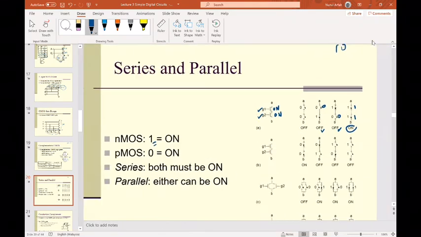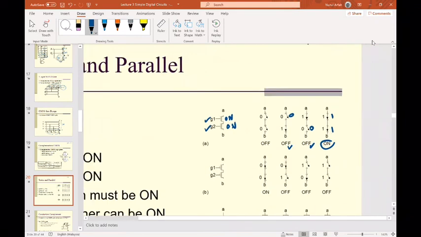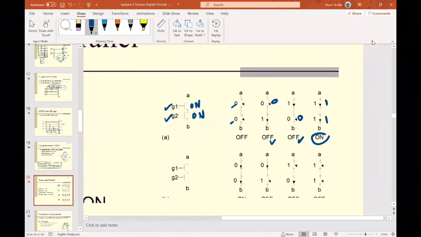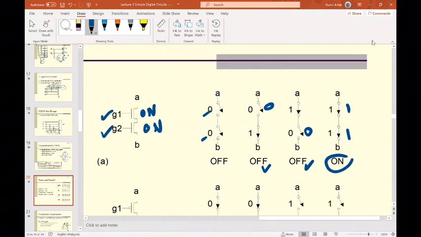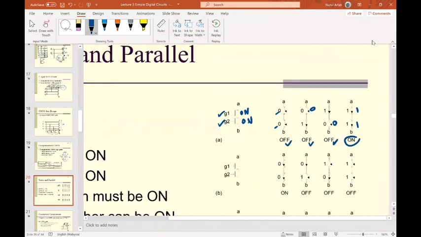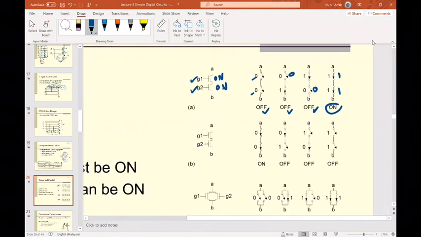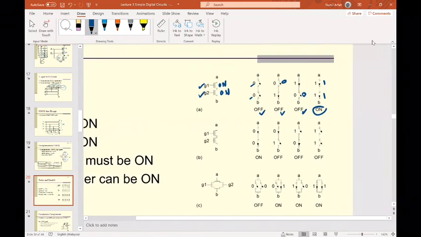Are you okay? And then the last one is when you have both 0 and 0, then there's no way for this current to be flowing from A to B, then you will have an off condition. Meaning to say, if you want this to be working, both should be turned on. Okay, the end state. Okay, what about the PMOS?